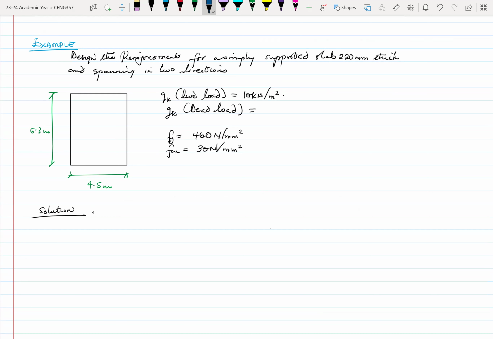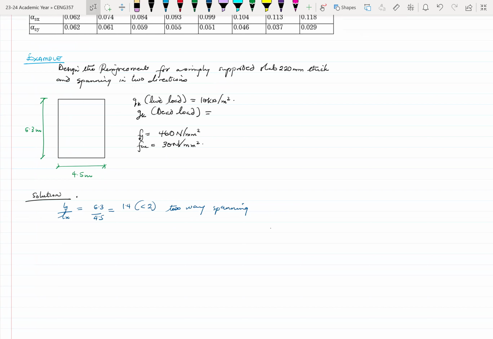So we start with Ly over Lx, the longer span over the shorter span. So 6.3 over 4.5, and this should give us 1.4. Since this is less than 2, it means it's a two-way spanning slab, or two directions. And this is simply supported, so there's nothing else to add to it.